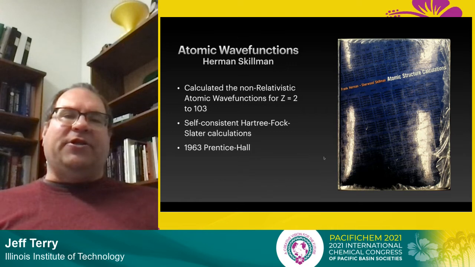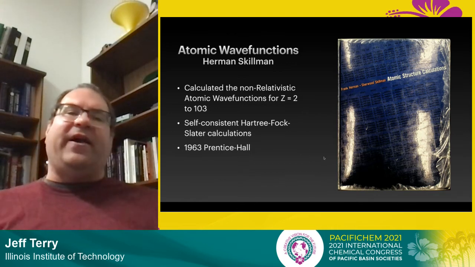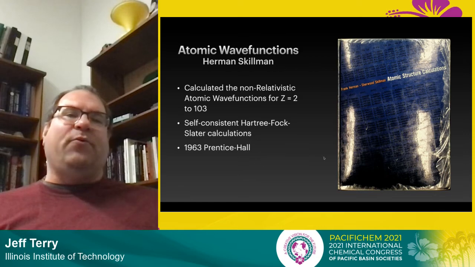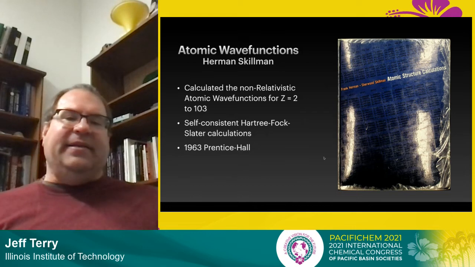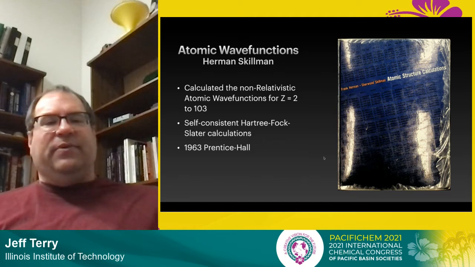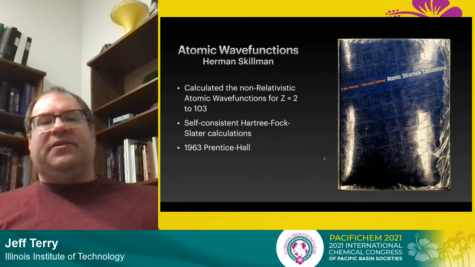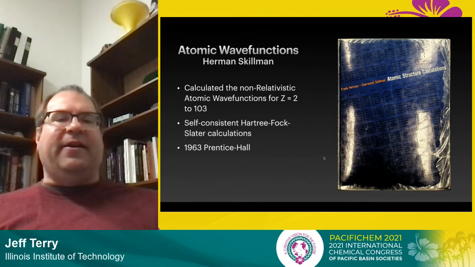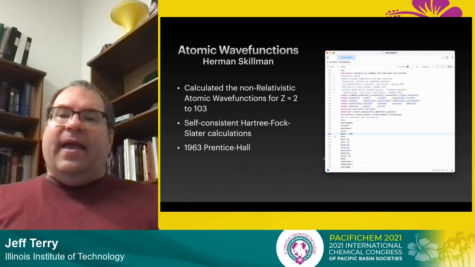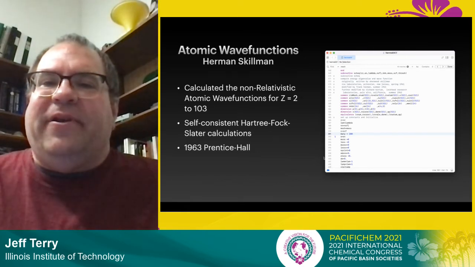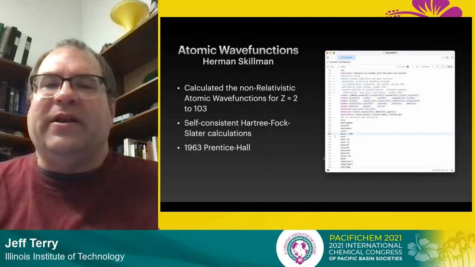The next part of our project that I'm going to talk about is a final project, and this was calculating atomic wave functions. This work was first done by Herman-Skillman in 1963. It was published as a large book by Prentice Hall. And they calculated the non-relativistic atomic wave functions for all elements from Z equals 2 to 103. These are self-consistent Hartree-Fock-Slater calculations. And this is an example of what their Fortran code looks like.